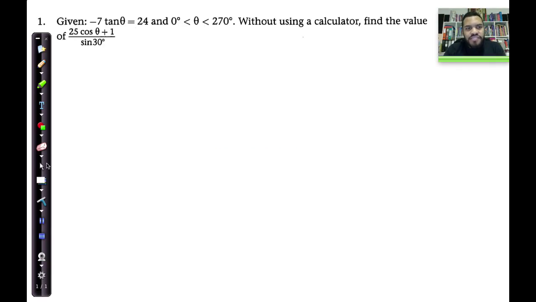It says, given minus 7 tan theta is equal to 24 and theta has a specific restriction, without using a calculator, find the value of this. Now, before I go on with that, as you know, I want to give you a little bit of introduction as to what that entails.